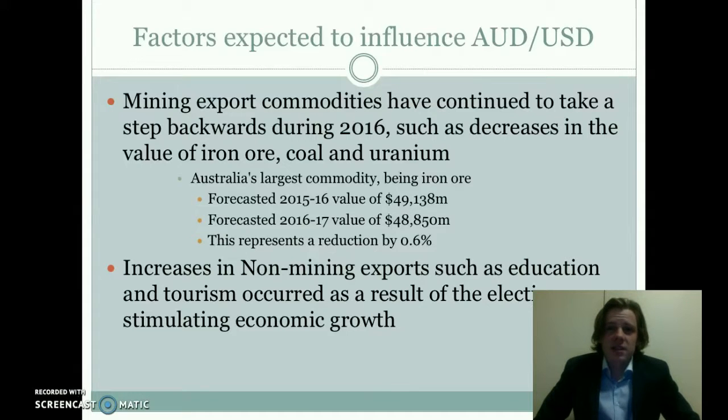However, contradicting this is the above-trend non-mining exports such as education and tourism. These exports are expected to be further increased due to recent policies being introduced as a result of the election in July, and this should stimulate economic growth and influence further appreciation in the Aussie dollar against the US dollar.